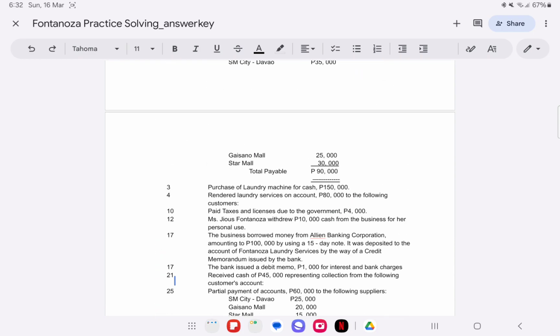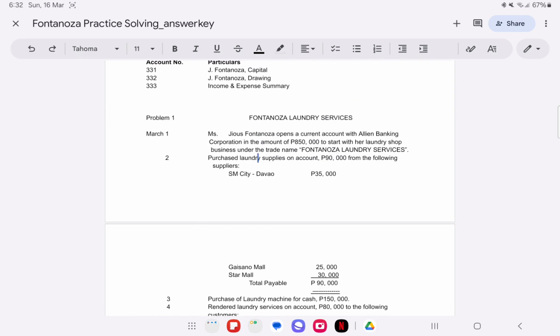So go back to transaction 2. Purchase laundry supplies on account, 90,000, from the following suppliers. We have different suppliers: SMCT Davao 35,000 pesos, Gaisano Mall 25,000 pesos, and Star Mall 30,000 pesos, for a total payable of 90,000.